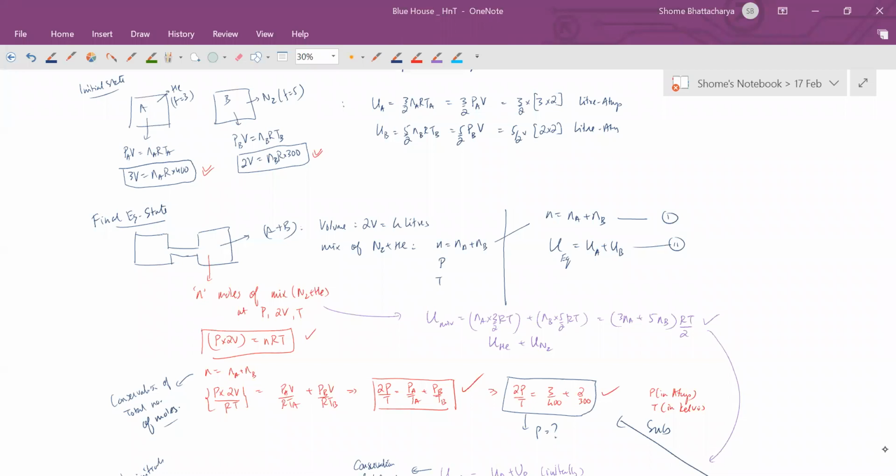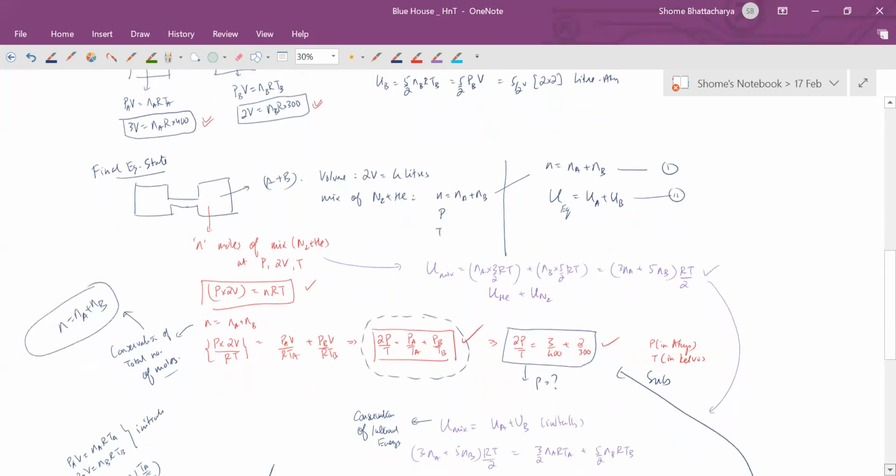I'll scroll down. So you have understood the concepts that we've used. Now, one is we have conserved the number of moles. So by conserving the number of moles, this equation here, that N is equal to Na plus Nb, we are getting one relation in pressure and temperature. You know, the final pressure and temperature. We're getting this relation here in terms of the initial pressure and temperature.